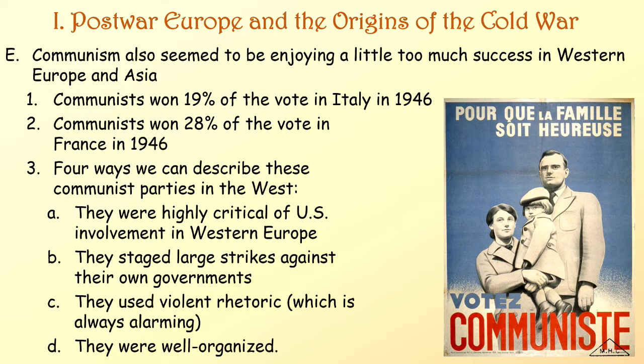Communism also seemed to be enjoying a little too much success in Western Europe and in Asia. Communists won 19% of the vote in Italy in 1946, and communists won 28% of the vote in France in 1946. There are 4 ways that we can describe these communist parties in the West. Number 1, they were, of course, highly critical of U.S. involvement in Western Europe. Number 2, they staged large strikes against their own governments. Number 3, they used violent rhetoric, which was always alarming, and they had been doing this for decades and decades, as we know. And number 4, they were well organized.